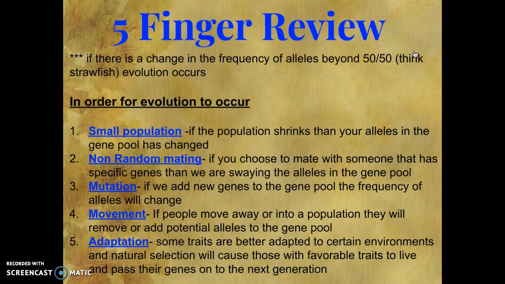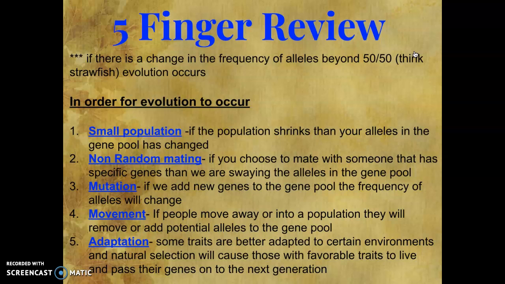Non-random mating. If you pick and choose what genes are actually going to progress forward in a population, you are basically swaying the way that the alleles in the gene pool are going to work. Oh, this person's attractive, I'm going to mate with this person, so then the attractive genes get passed on, and so on and so forth. So non-random mating does start to steer a gene pool in a certain direction.